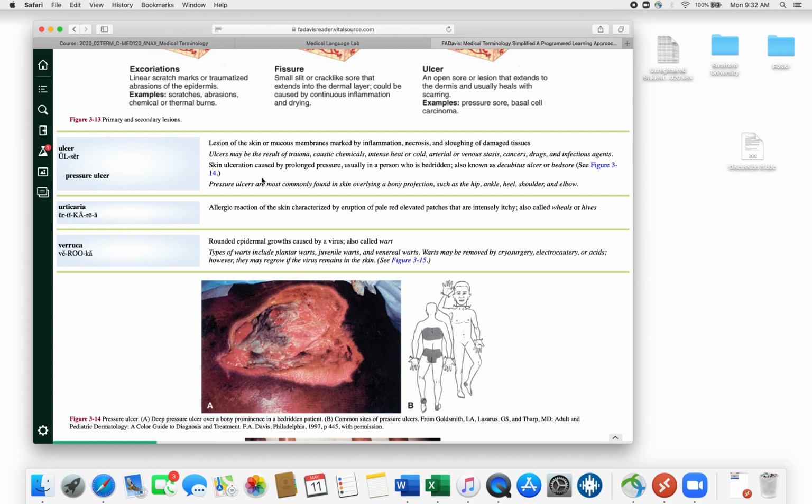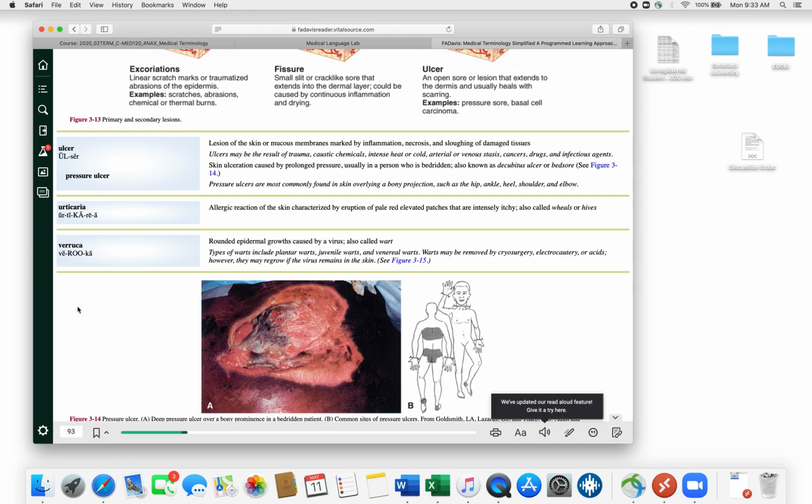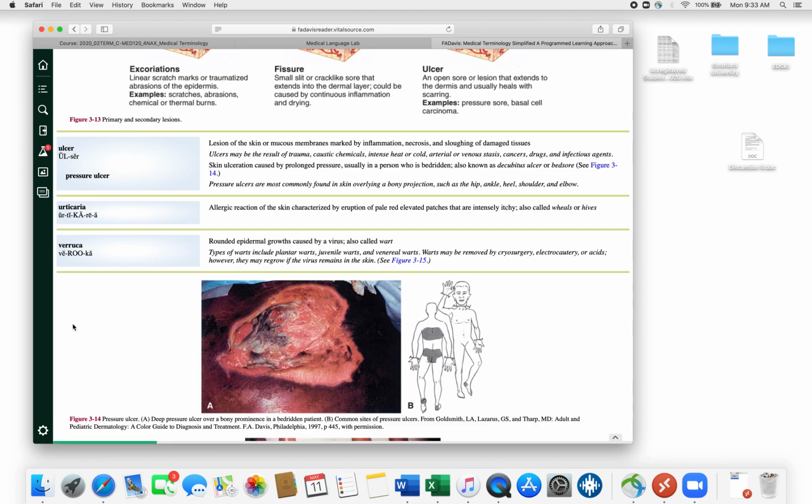Urticaria, allergic reaction, right? That's when you get wheals or hives. And remember, you should be able to translate layperson terms to medical terms. Okay. Verruca is a benign growth, and it's also known as a wart.